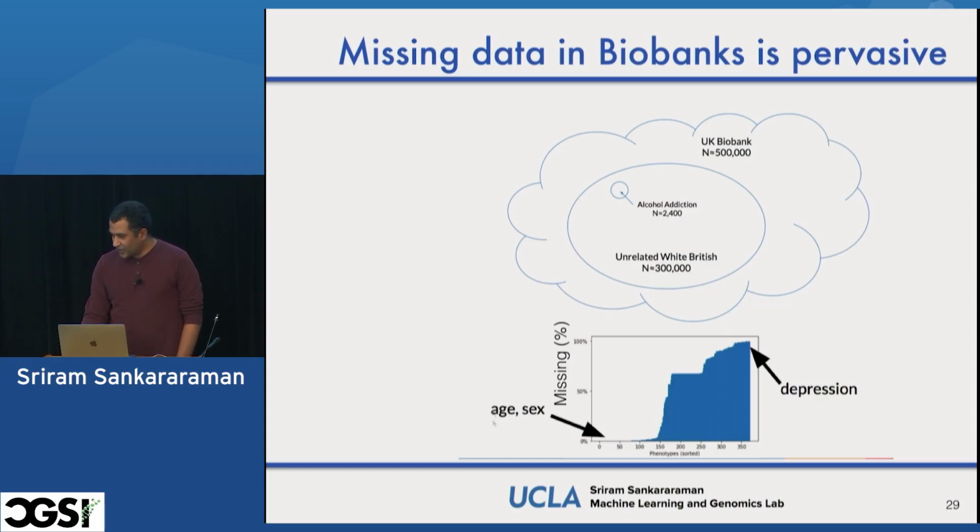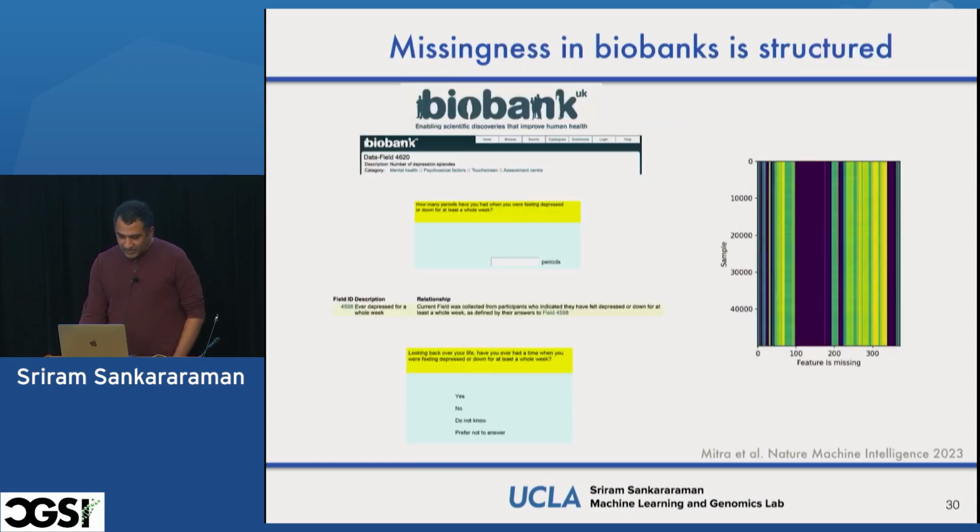So here's an example from the UK Biobank, which is looking at missingness percentage. And you'll see that most of the phenotypes here have a very high percentage of missing data. So missing data is a big problem. But there are additional issues with the missingness in these biobanks. This has to do with the fact that the missingness is not completely at random. So there is structure to the missingness.